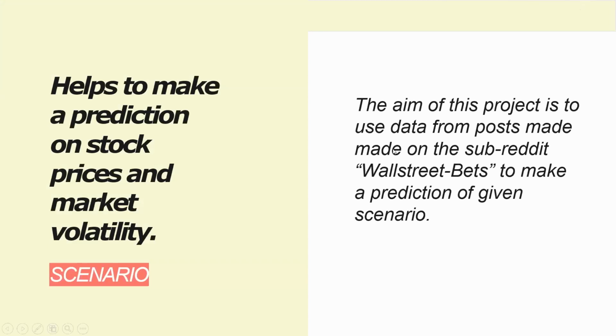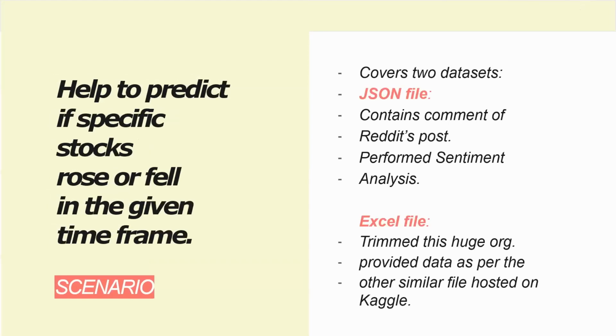At last, I will also discuss what kind of advanced technologies can be used for this. Regarding the scenario, why we are going to predict market volatility, I have explained this already. We are trying to predict how social media content affects the stock market. That is the approach of our project, and for this we are using two datasets, a JSON file and an Excel file. The JSON file contains the comments from the Wall Street Bets Reddit, and the Excel file has historical data like OHLCV.